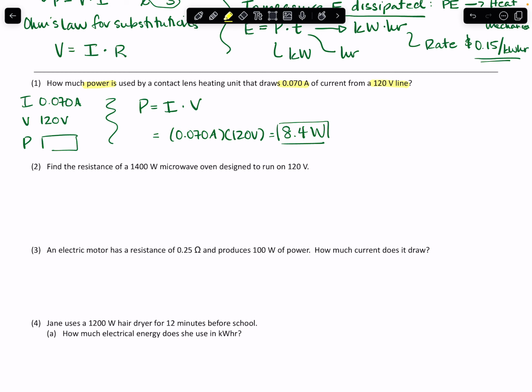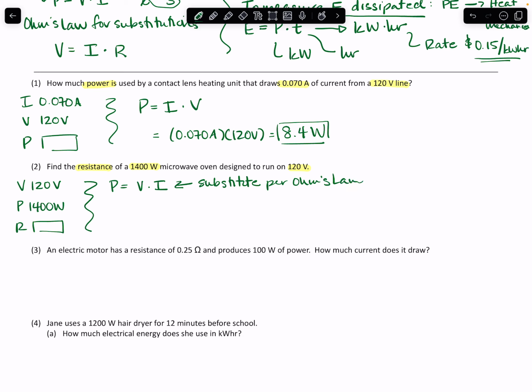Let's try another one. Find the resistance of a 1400 watt microwave oven designed to run on 120 volts. So I have a voltage of 120, I have a power value of 1400 watts, and we're asked for the resistance. We don't have a formula per se that relates these three variables, so I'm going to need to use my power formula, P equals V times I, but I'm going to need to substitute. And I'm going to do that substitution per Ohm's law.